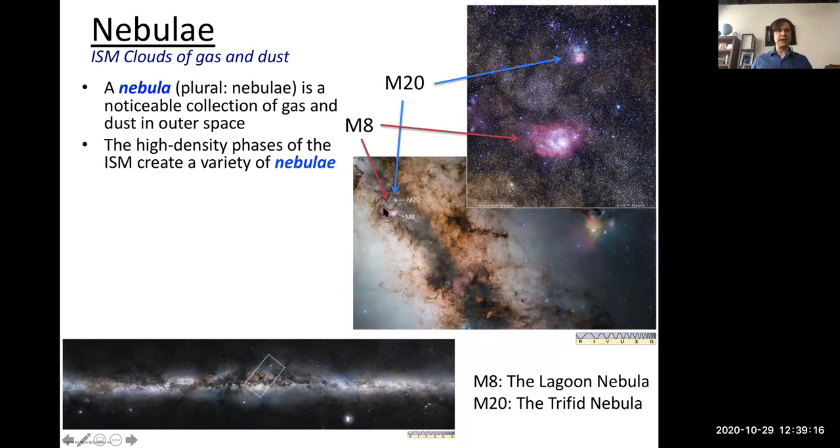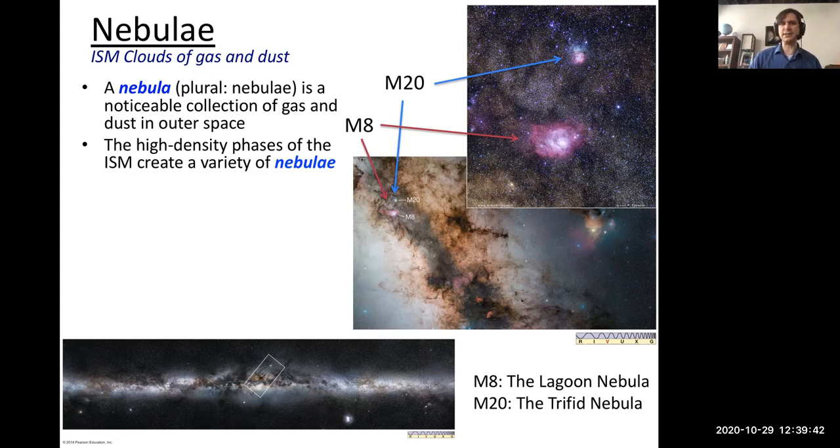And really, just in the most nebulous definition of the term nebula, sorry, I had to do that, it's a collection of gas and dust in outer space. By collection, I mean it's collecting together so it's more dense than just the surrounding interstellar medium, which is better than the vacuums we have here on the Earth. But a nebula is just a collection of gas and dust in outer space.